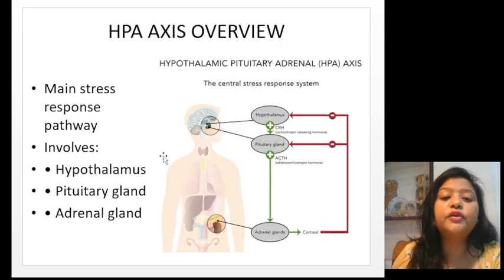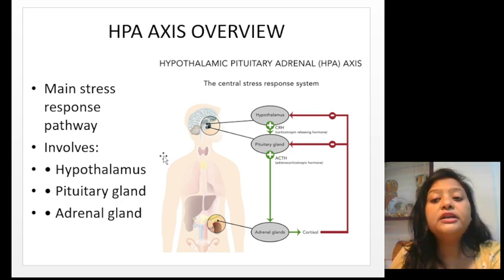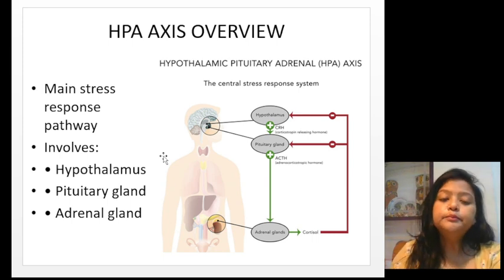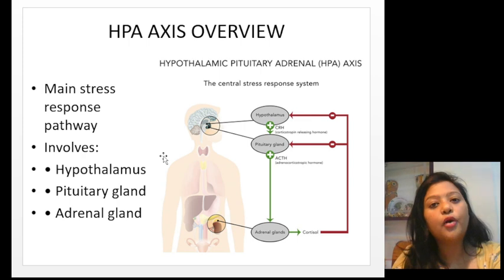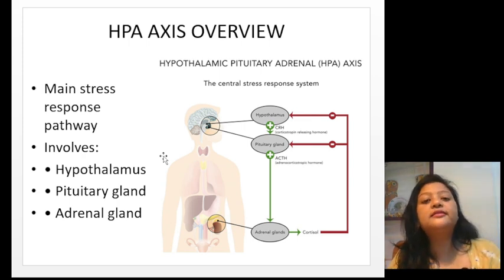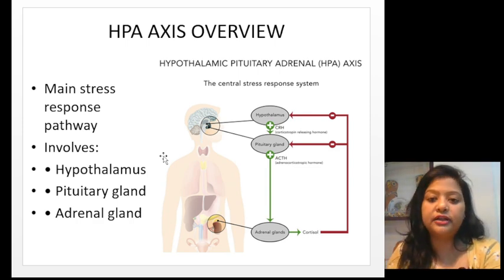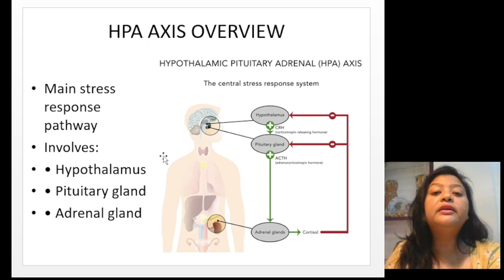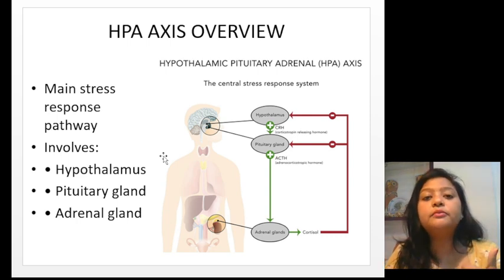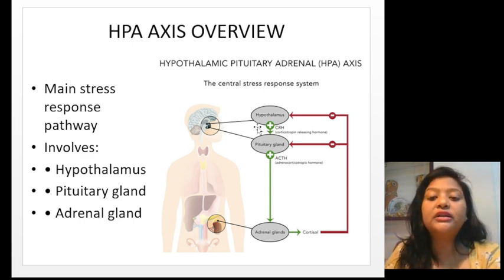HPA axis overview. So what is the HPA axis? HPA means hypothalamic, pituitary, adrenal axis. In the brain, when stress occurs in the body and the brain detects it, this pathway is initiated and starts functioning. This pathway involves three parts: the hypothalamus, the pituitary gland, and the adrenal gland. Here there's a flowchart. I'll just tell you the basics about it, because this will repeat in the future slides.